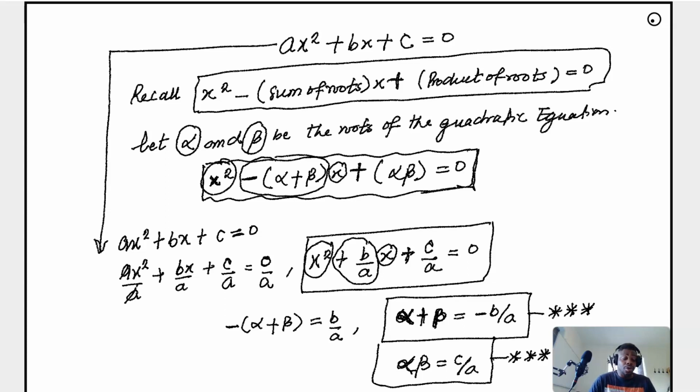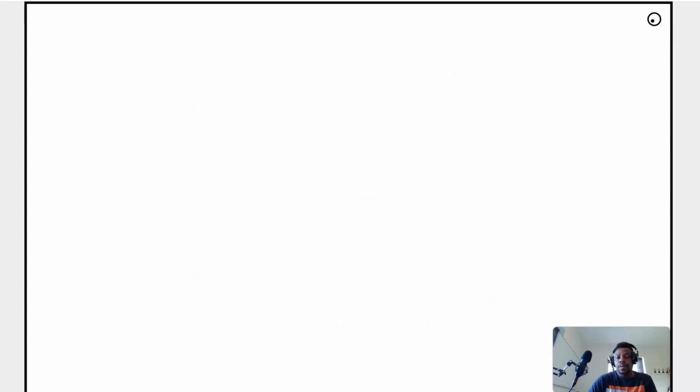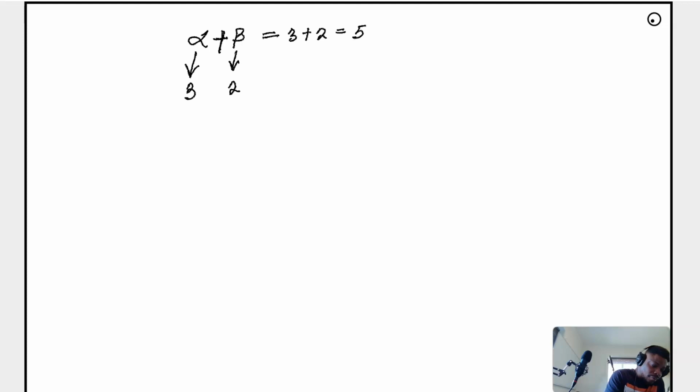Now I'm going to show you something, the symmetric function. Why we call it symmetric function. Now, what is meant by a symmetric function? A function is symmetric when interchanged it gives the same value. For example, if I have alpha plus beta, if I say alpha is 3 and beta is 2, so alpha plus beta here will be 3 plus 2, right, which is 5.